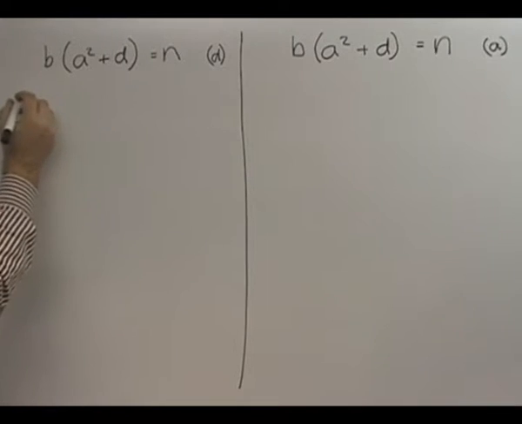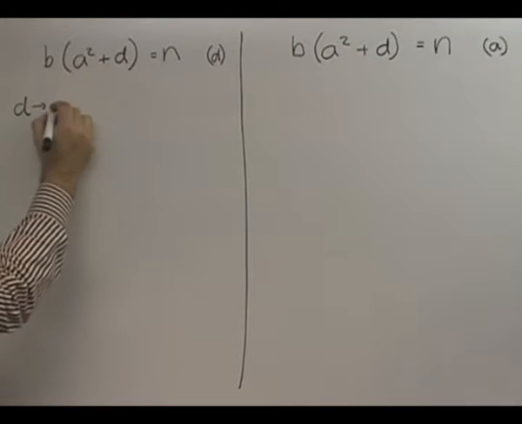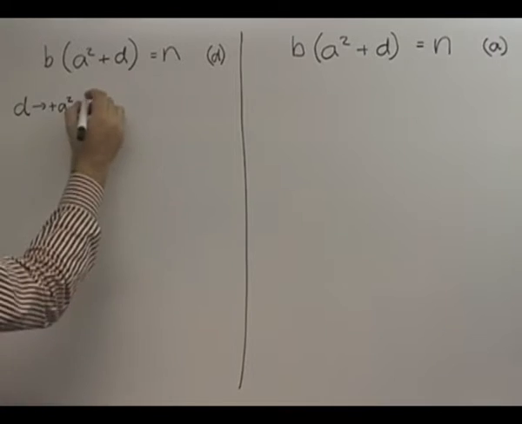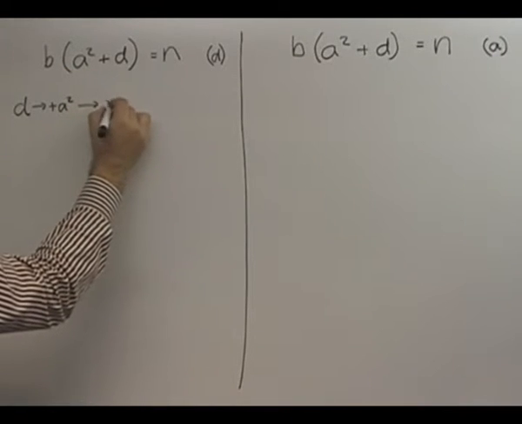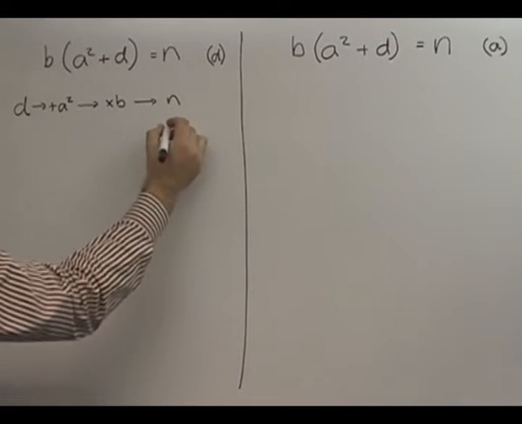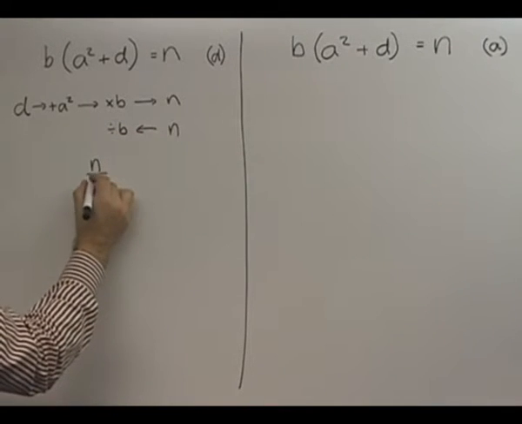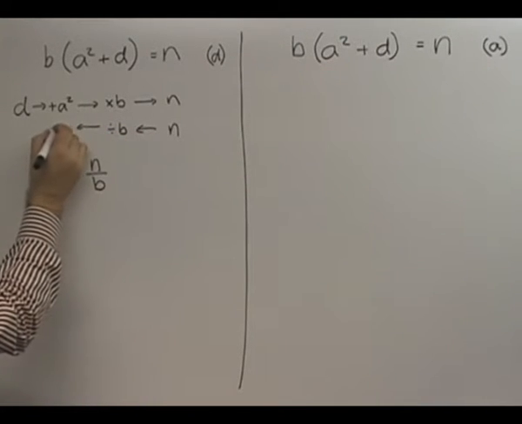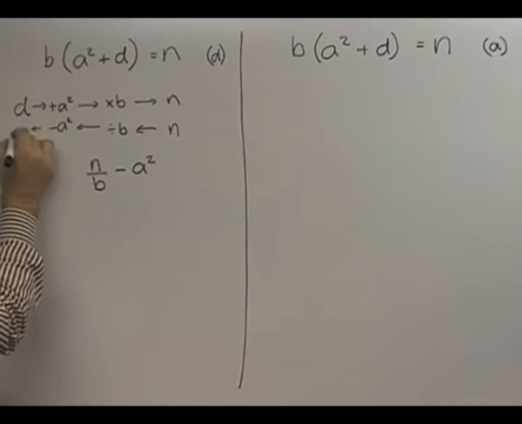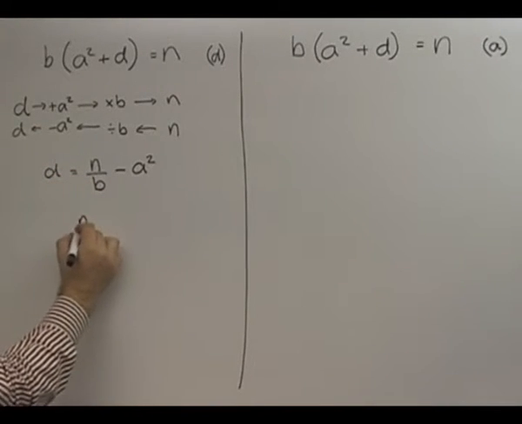So here I can use the flowchart, so I'm going to start with D, and the first thing that happens to D is I add A squared. Once I've added A squared, I then multiply by B. Once I've multiplied by B, I end up with N. If I reverse that, I get N divided by B. That looks like this, N over B. Take away A squared, and that ends up being D. So D equals that.